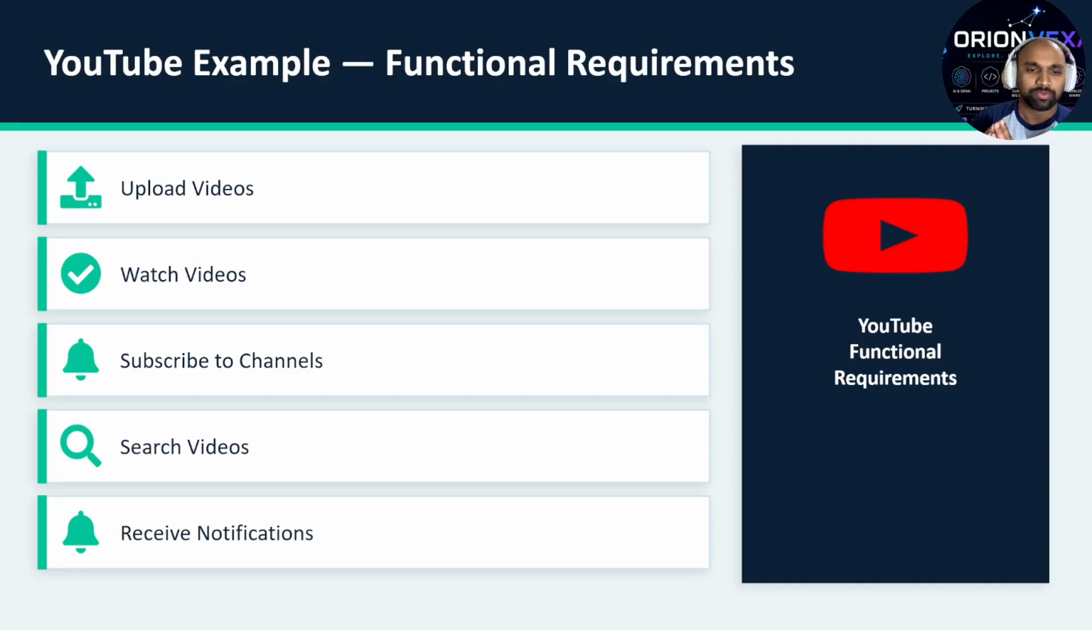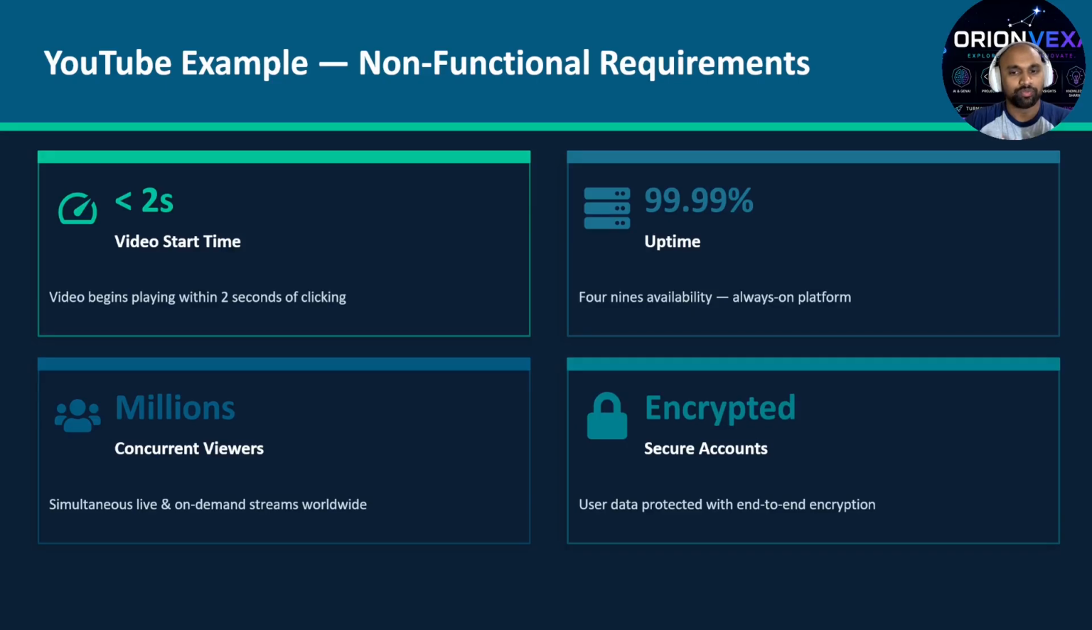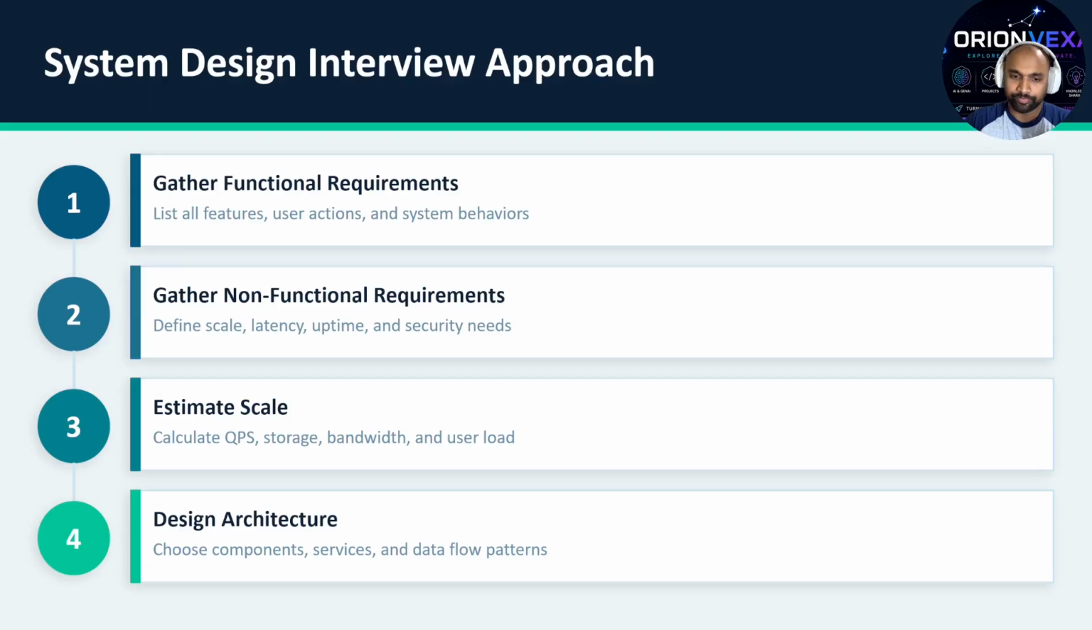If you take an example from YouTube, the functional requirements are uploading the video, watching the video, subscribing to channels, searching videos, and receiving notifications. Whereas the non-functional requirements of YouTube are that users need less than 2 seconds for a video to start, and 99.99% uptime. Millions of concurrent viewers should be supported, and the data should be encrypted. That is end-to-end encryption. These are the non-functional requirements for YouTube.